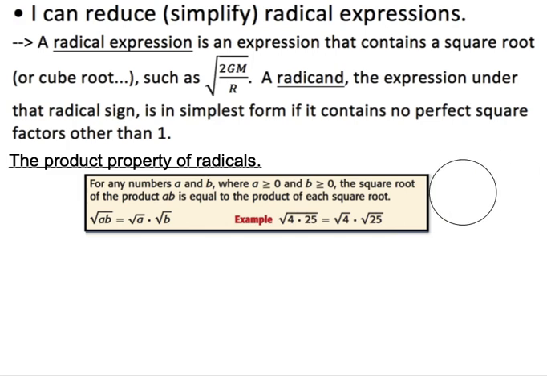A radicand, the expression under the square root sign, the radical sign, is in simplest form if it contains no perfect square factors other than 1. And we'll be demonstrating what that means.